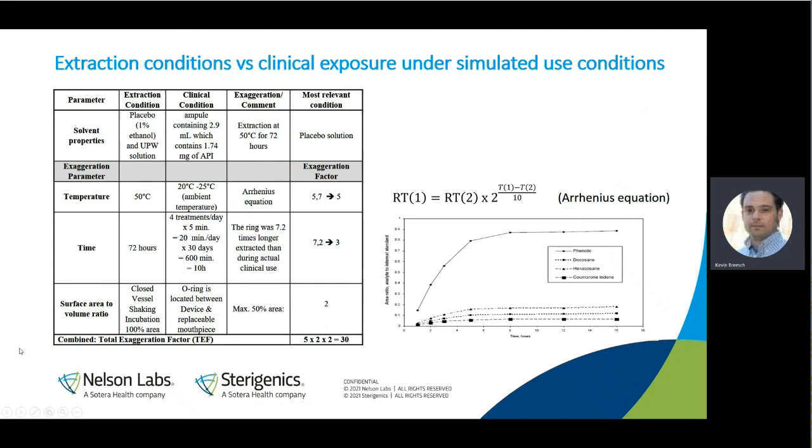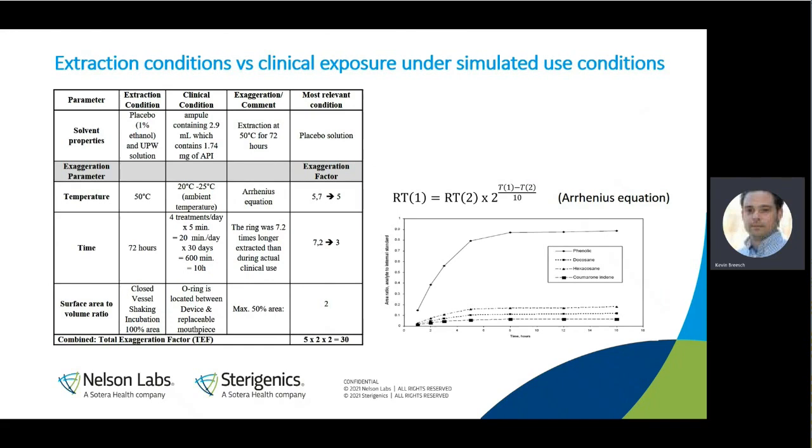Also there we put a risk assessment. What if it's not correctly screwed? Let's say 50% of this O-ring can be exposed to the drug product, giving us an exaggeration factor of 2. So the total exaggeration factor would be 30, meaning the extractable concentrations in a clinically relevant scenario could be, let's say, 30 times lower.